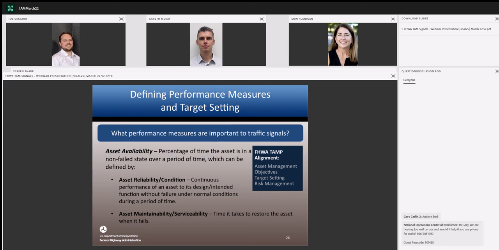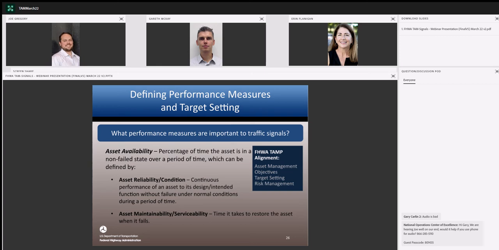So performance of these important assets is really critical. And there's some different terms that have been used here. It does change for different agencies in different places. But asset availability is the key thing. So the time that a traffic signal asset is available, operating, functioning as we want it to function. So at the end of the day, that's the overall outcome we want to achieve.